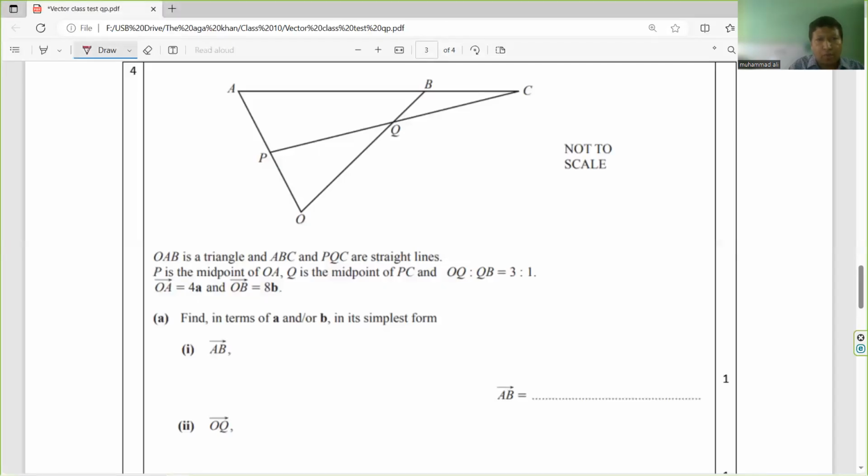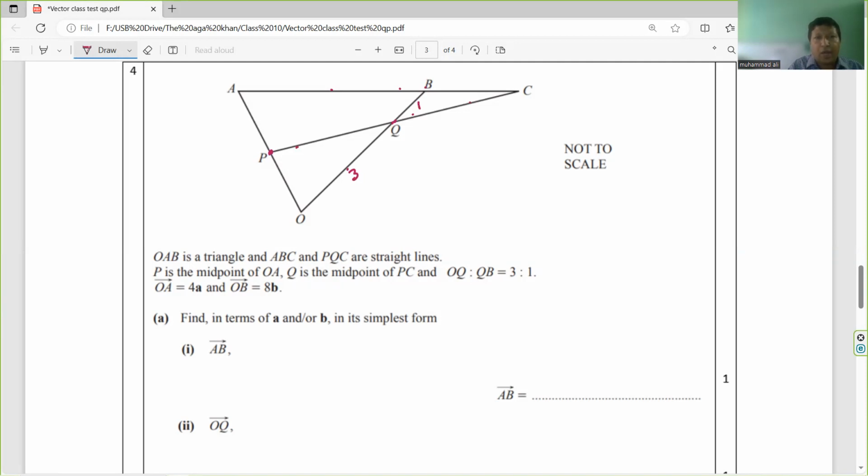Question number 4. OAB is a triangle and ABC and PQC are straight lines. PQC and ABC both are straight lines. P is the midpoint of OA and Q is the midpoint of PC. And OQ ratio QB equals 3:1. That means this part 3, the first 1.